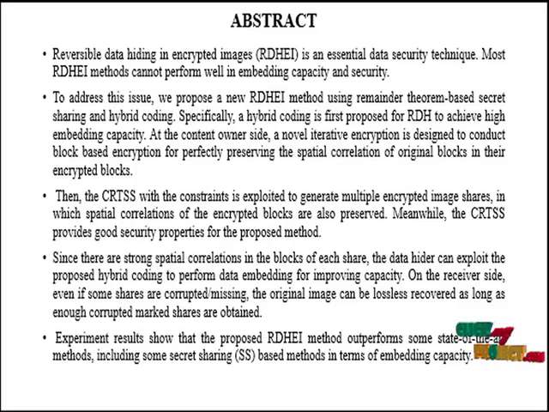Specifically, a hybrid coding is first proposed for RDH to achieve high embedding capacity. On the content owner side, a novel iterative encryption is designed to conduct block based encryption for perfectly preserving the spatial correlation of original blocks in the encrypted blocks. Then the CRTSS with the constraints is exploited to generate multiple encrypted image shares in which spatial correlations of the encrypted blocks are also preserved. Meanwhile, the CRTSS provides good security properties for the proposed method.